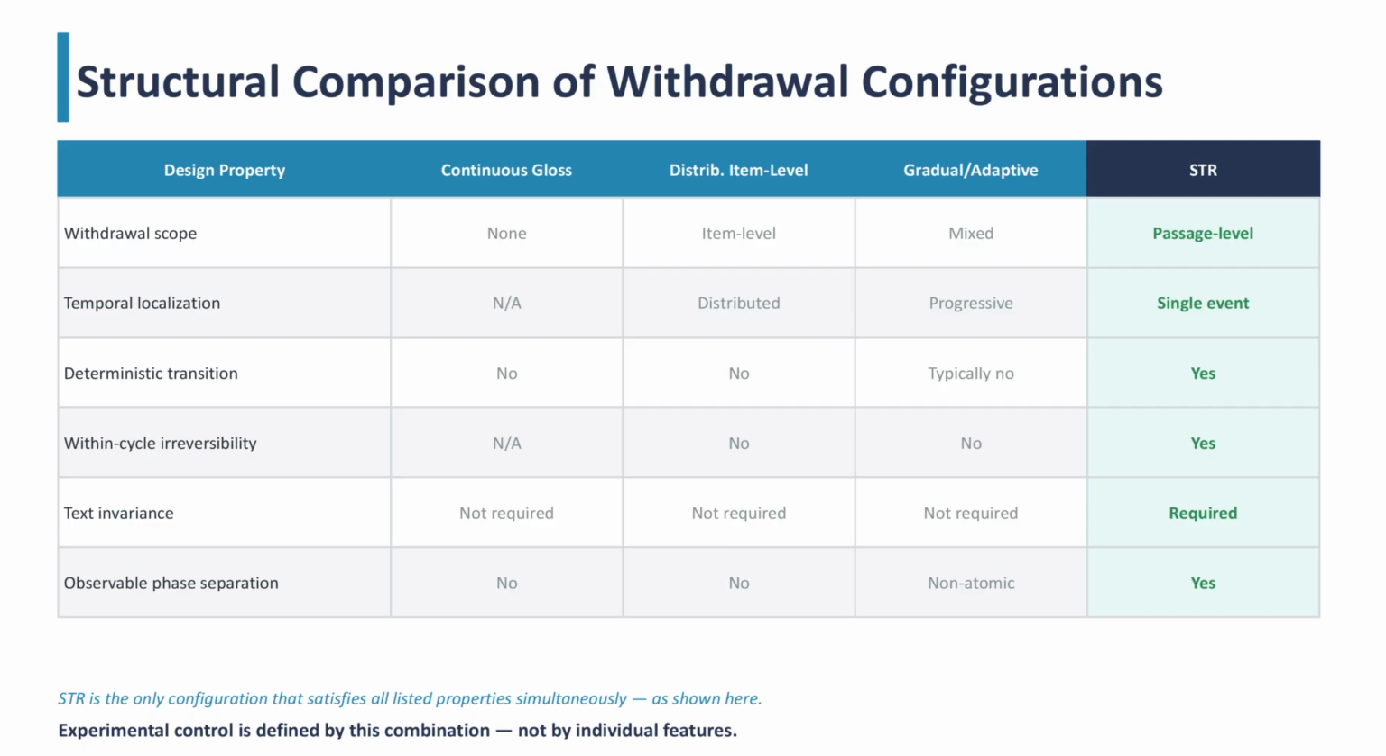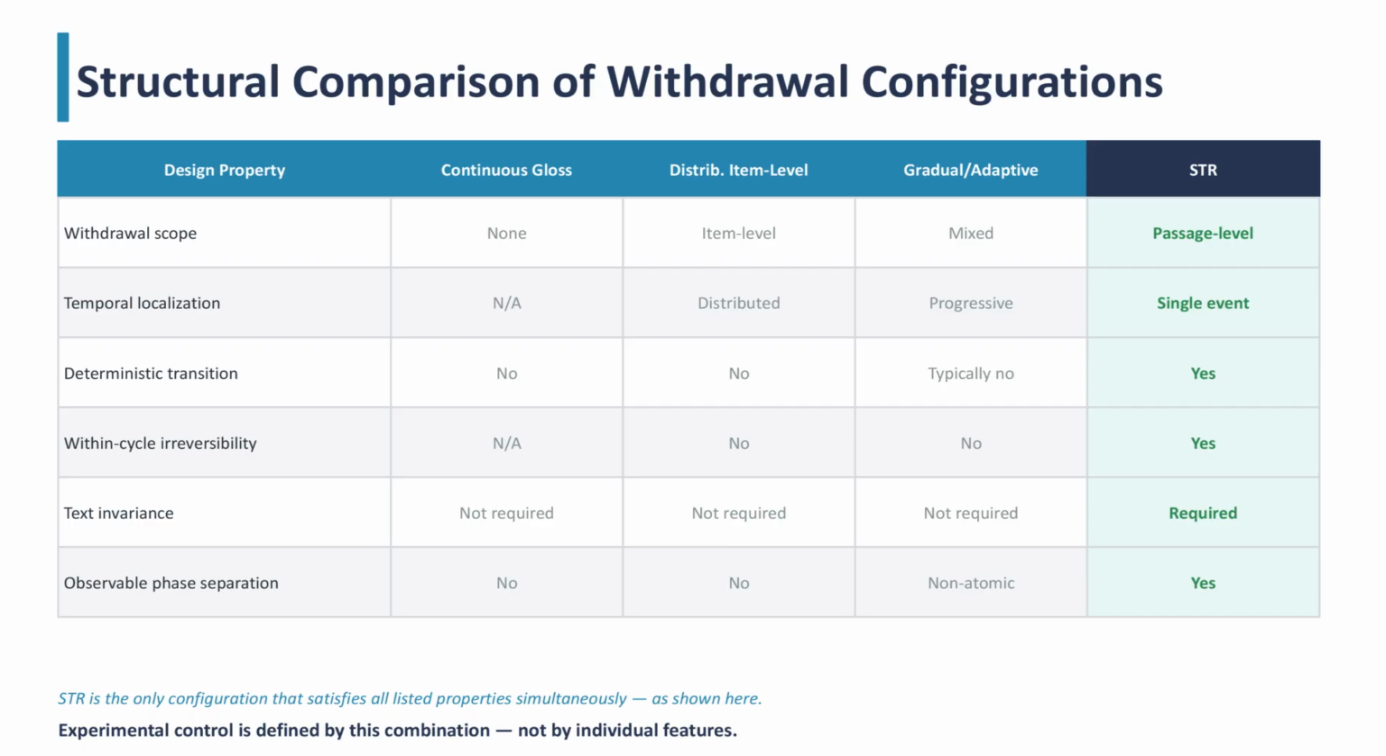Most existing approaches fail on the same point. They do not define a discrete transition under constant input. Continuous glossing: no withdrawal. Adaptive fading: distributed withdrawal. Repeated reading: separated conditions. Each manipulates support, but none isolates its removal as a single event.